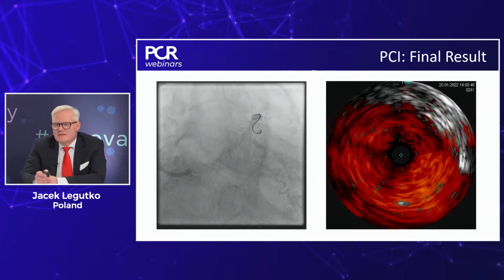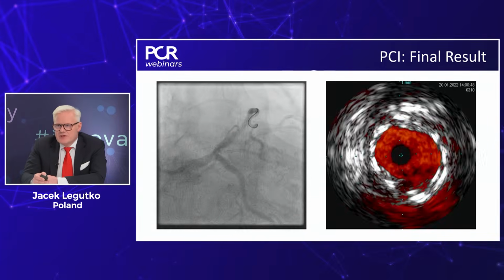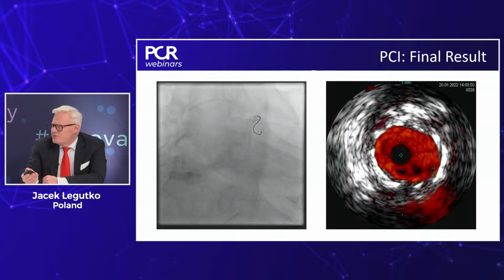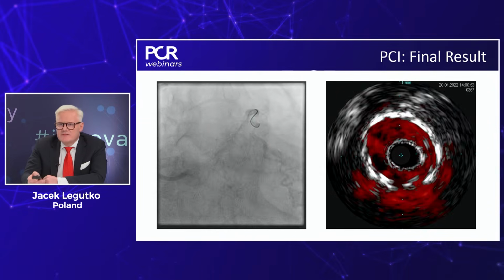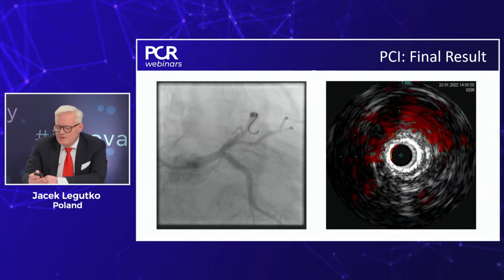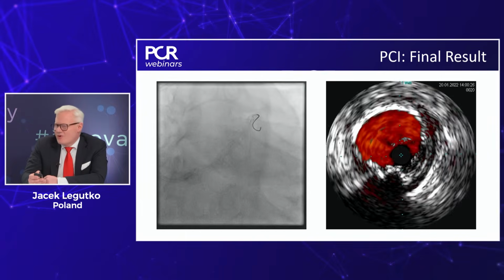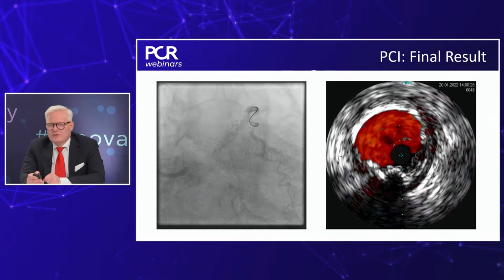However, now you see that the probe leaves the stent just through the ostium of the stent and not through the stent struts. This is the strategy which I believe would be necessary in more and more of the cases, because we do more and more left main PCI procedures.